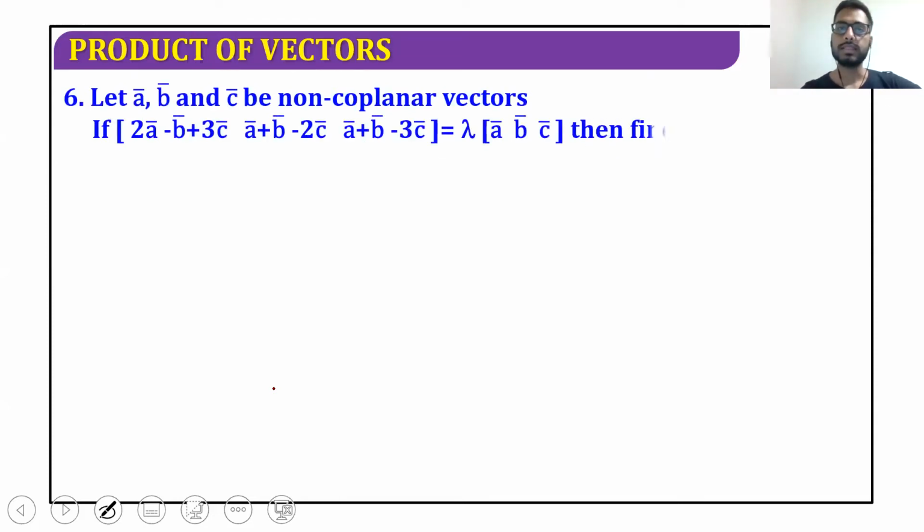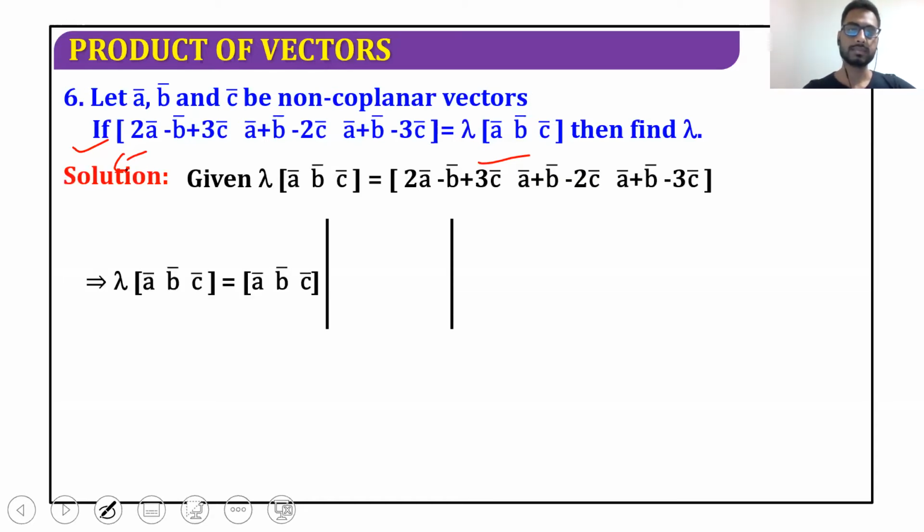A, B, C are three non-coplanar vectors, and I have to equate this with this. The only unknown term in this particular case is lambda. So similar to previous cases, take out A, B, C common over here. Inside your determinant, you'll get 2, minus 1, 3, 1, 1, minus 2, 1, 1, and minus 3. After taking out A, B, C, you can cancel it out from both the sides. So this and this term will get cancelled out, and you get your lambda value by expanding the determinant.